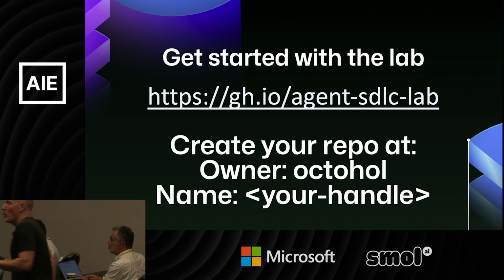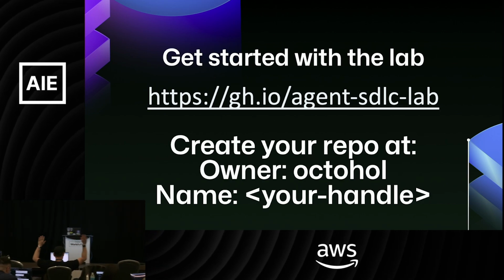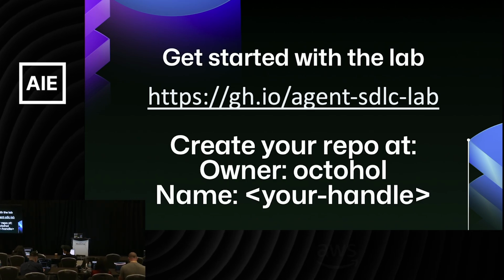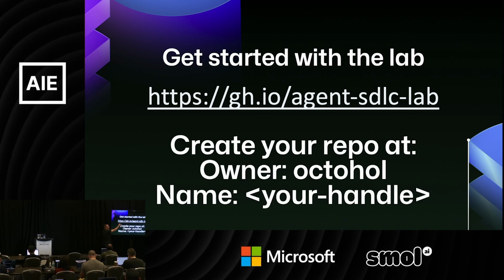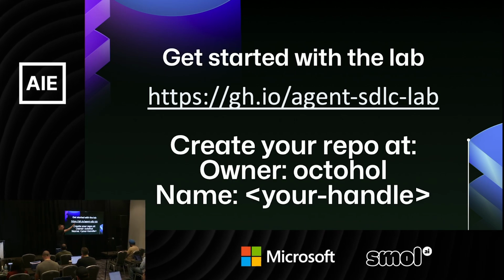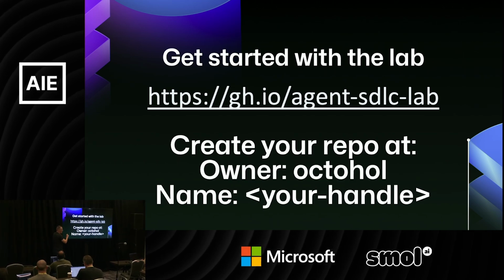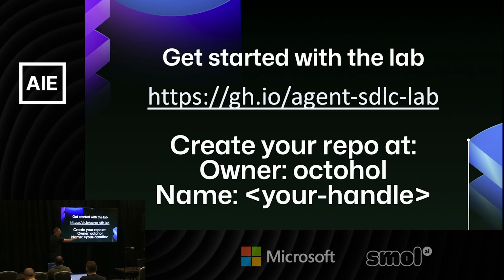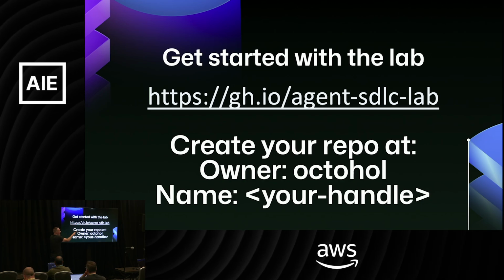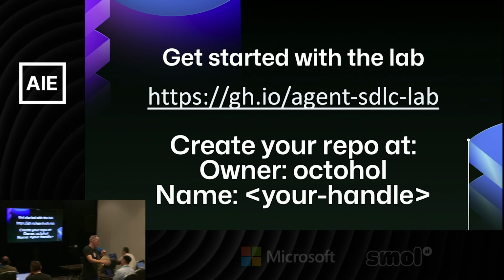So real quick, as people are getting started, I want everybody to notice the steps on the slide here. Step 1 is go here. What you're going to find there is a set of instructions for the hands-on lab. And then step 0 is going to have you create your repository. When you get to that step, you're going to set the owner to octohol and then the name to your handle. So start here, start working through the lab, and then you're going to go in and set that up.